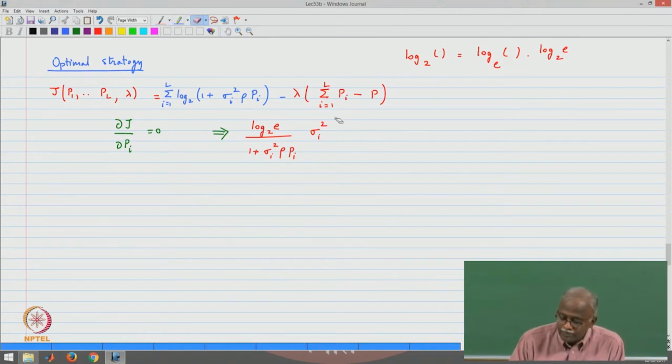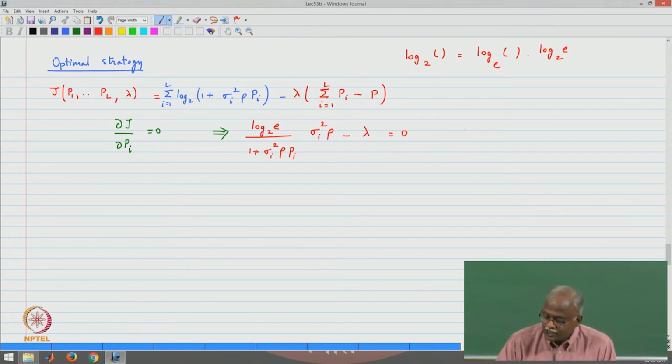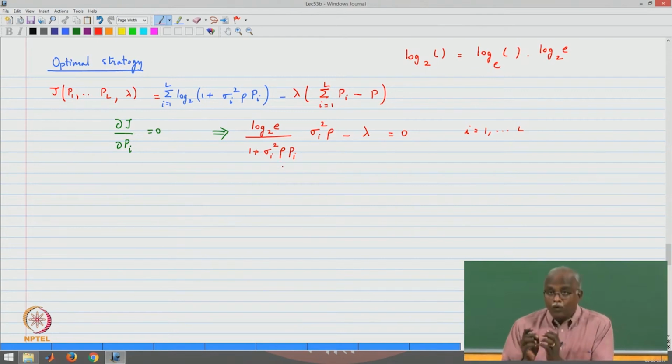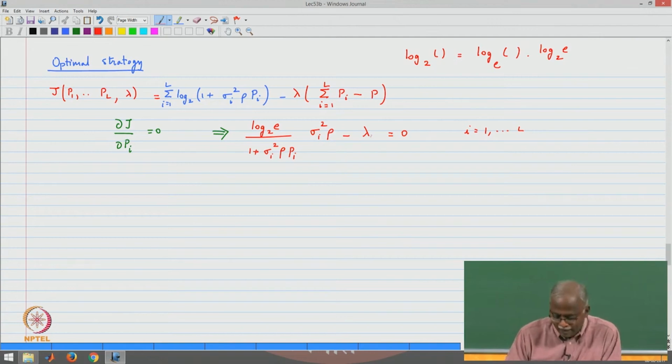Sigma I times rho, I am differentiating with respect to pi. Then on the other side we get minus lambda equal to 0. Okay. So, we will get similar expressions for I equal to 1 all the way through L. Now, from this of course, we can get the values of the PIs, but what is it that we need to achieve? We need to find out that value of lambda that will be useful for us.